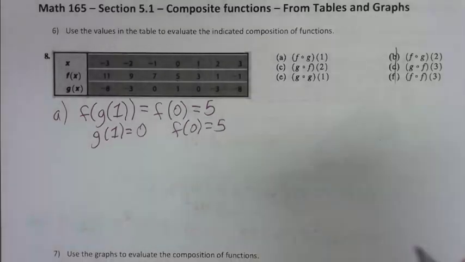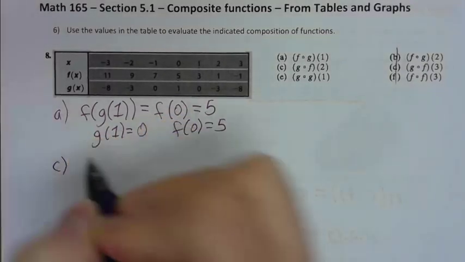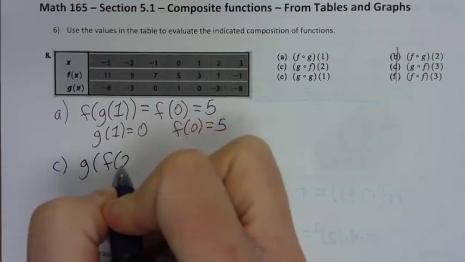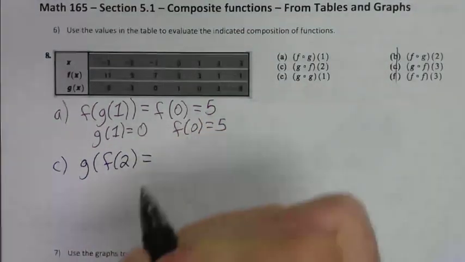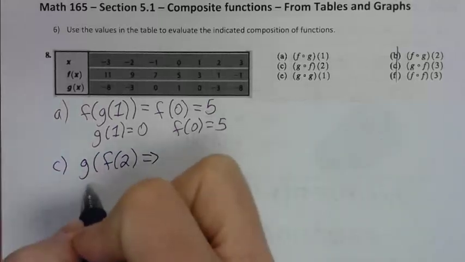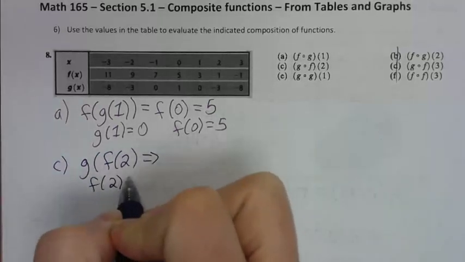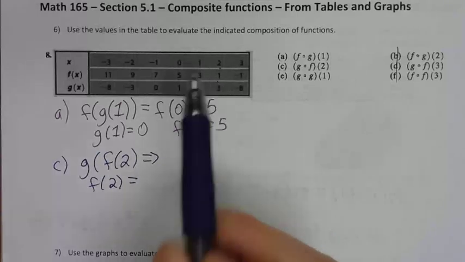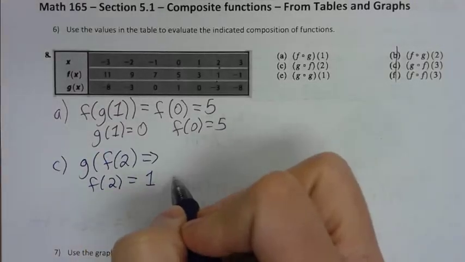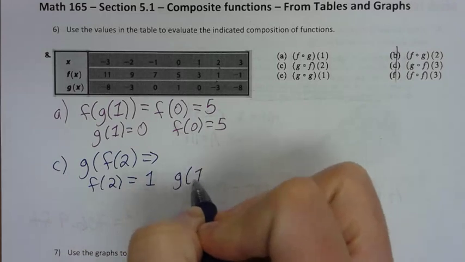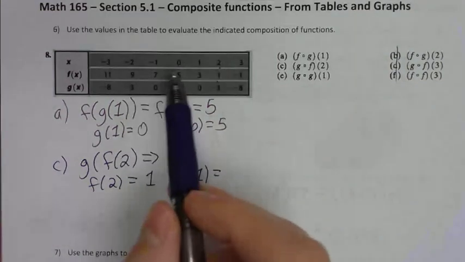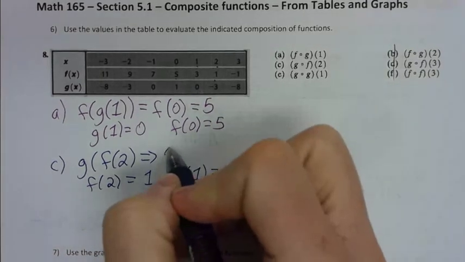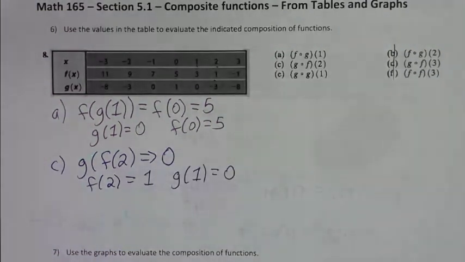Moving on to problem C, we are doing g of f of 2. So we have to do f of 2 first. Well, f of 2 would be a 1. We're going to the f row. So that equals 1. And then we're doing g of 1, that answer. So g of 1 equals 0. So that means that this whole thing ends up being equal to 0.